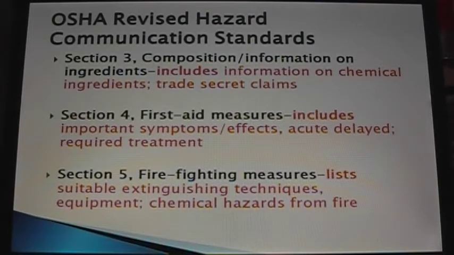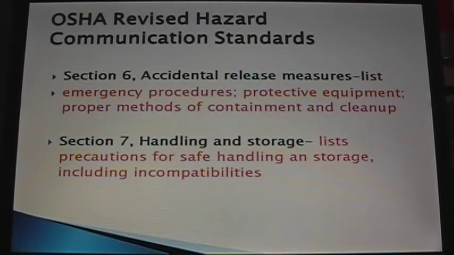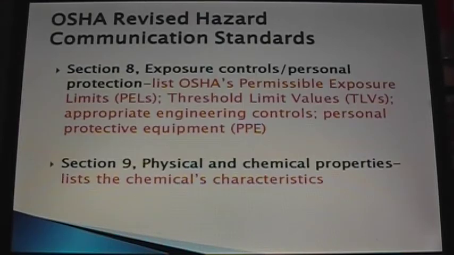Section 4, remember Section 4, this is where the first aid measures are listed, and it might be on the test following this. That includes important symptoms, effects, acute, delayed, and required treatment. Section 5 is the firefighting measures, lists suitable extinguishing techniques and equipment and chemical hazards from a fire. Section 6 is accidental release measures. It lists emergency procedures, protective equipment, proper methods of containment and cleanup. Section 7, handling and storage, lists precautions for safe handling and storage, including incompatibilities.